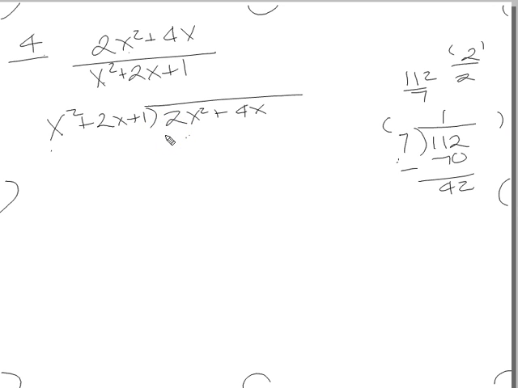Okay, so let's just get stuck into it then, shall we? So how many of these go into this? Well, you look at the dominant term and ask how many of those go into the dominant term here, 2x squared. So how many x squareds are there in 2x squared? This is the question I'm asking. How many of these in those? And the answer is, of course, 2. So put 2 there.